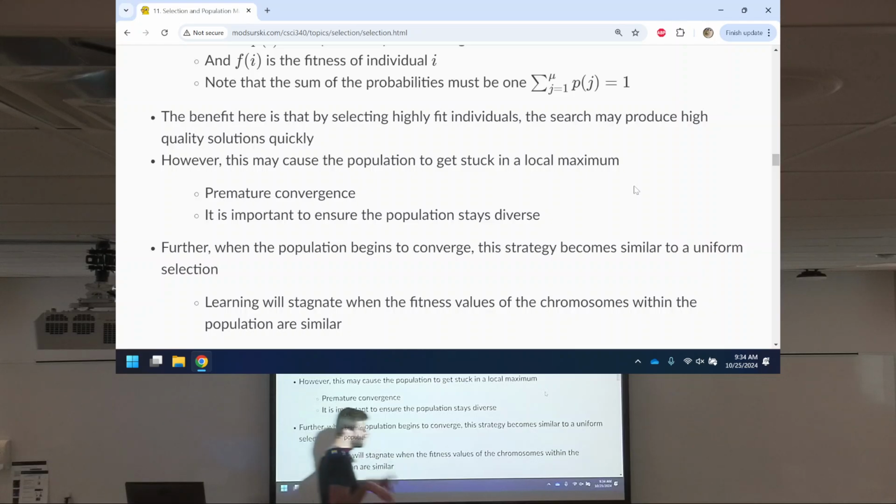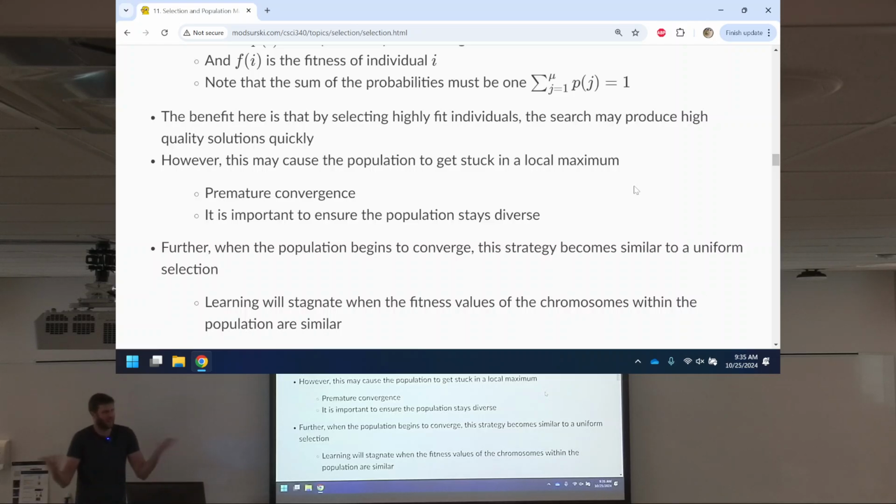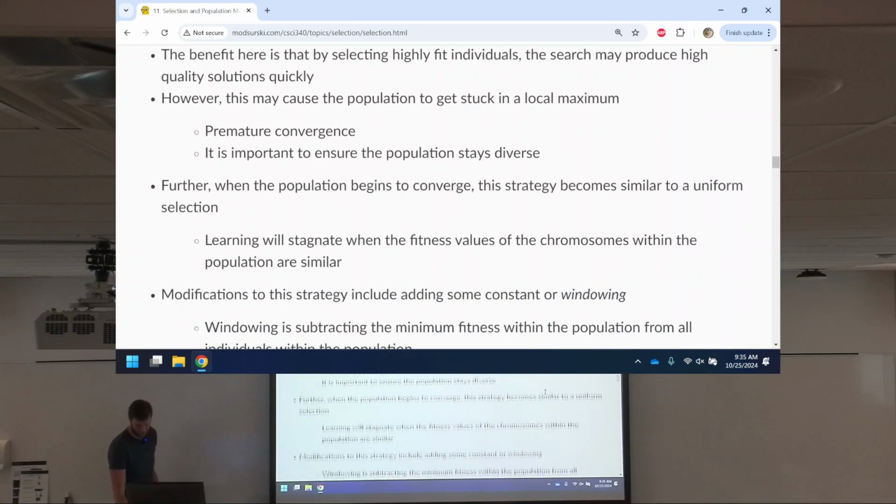So when everything has a similar fitness, there's a good chance, at least it's intuitive to think that they start to look very similar. So you don't really have much diversity in the population, which is a bad thing. We don't like that. Further, like I already said, as it converges, this becomes more similar to uniform selection, and learning will stagnate. And it'll become dependent on whatever mechanism you have within your evolutionary algorithm that can add that diversity to the population. So, commonly with the examples we've used, that would have been the mutations, which are not necessarily always explorative, but it is in the examples that we've seen so far.